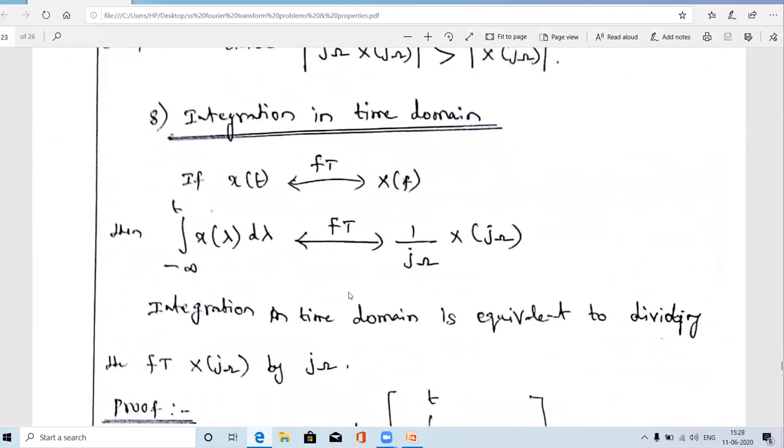Then the next property is the integration property in time domain. In the previous property, we calculated the Fourier transform of the differentiation of x of t. In this one, we are going to calculate the Fourier transform of the integration of the signal x of t. If the Fourier transform of x of t is X of f or X of j omega, then for the integration of x of t, the Fourier transform answer is the original Fourier transform divided by j omega.